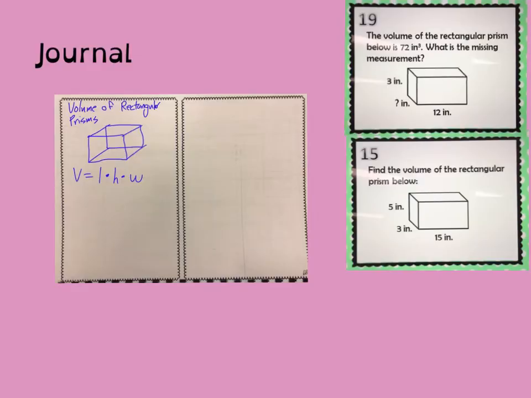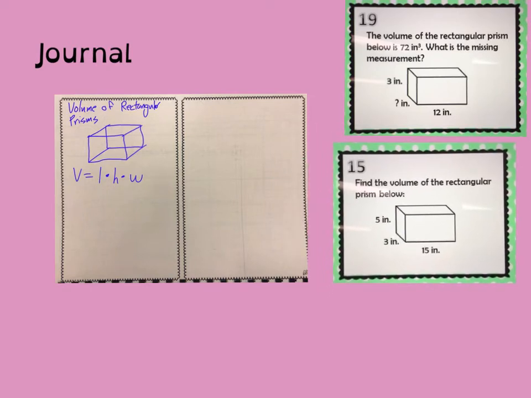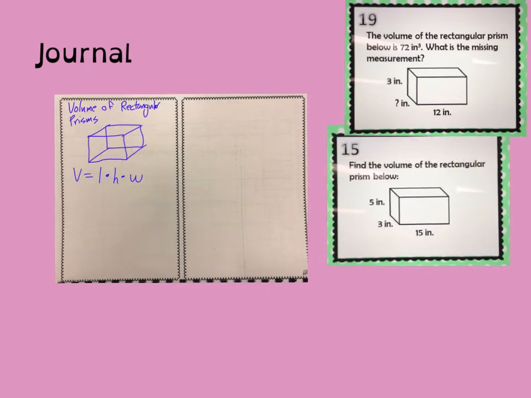Okay, I kind of changed some things around here. What I would like you to do is look at your journal page, page 68, where we wrote down the formula for finding the volume of rectangular prisms. And I would like you to copy down what I'm going to have right here. So we're going to do this one first.